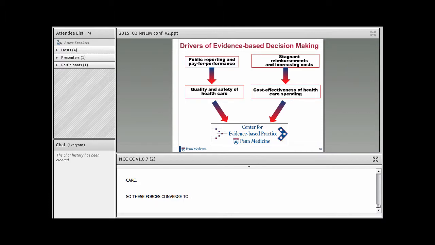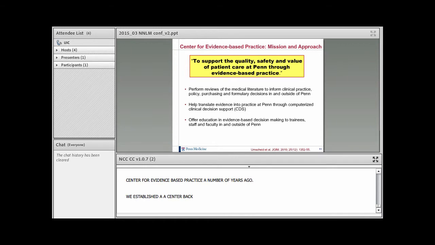And so at the University of Pennsylvania, our administrative and executive leaders had the foresight and invested in the Center for Evidence-Based Practice a number of years ago. We established the center back in 2006. And this is the mission of the center. It's to support quality, safety, and value of patient care at Penn through evidence-based practice. So our mission really is a Penn-focused mission.